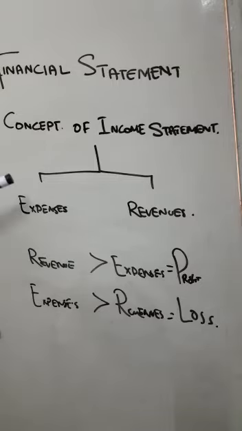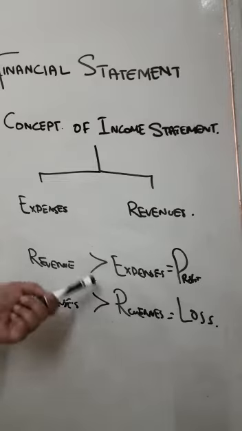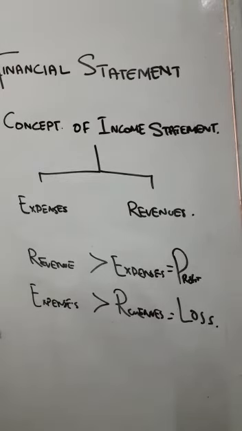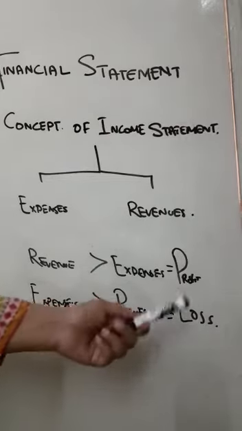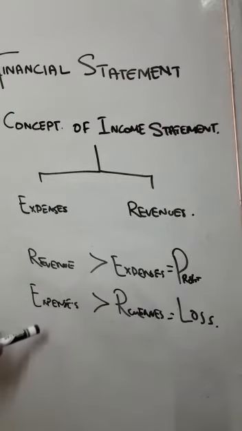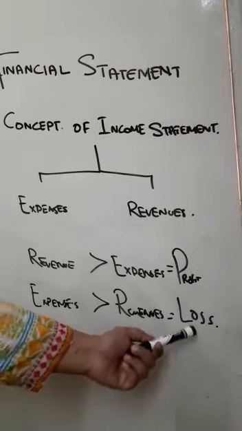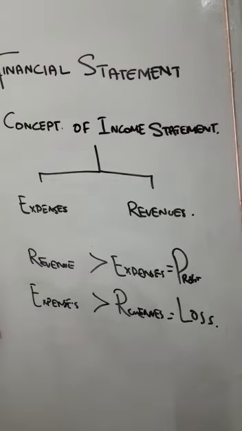There are two major parts which are required to be discussed here: expenses and revenues. If revenues are greater than expenses, it means we have more earning than whatever we have spent on it. So we will enjoy profit or a gain. If expenses are greater than revenues, it is a bad situation. It means cash outflows are greater than cash inflows. So it means the company has incurred loss.